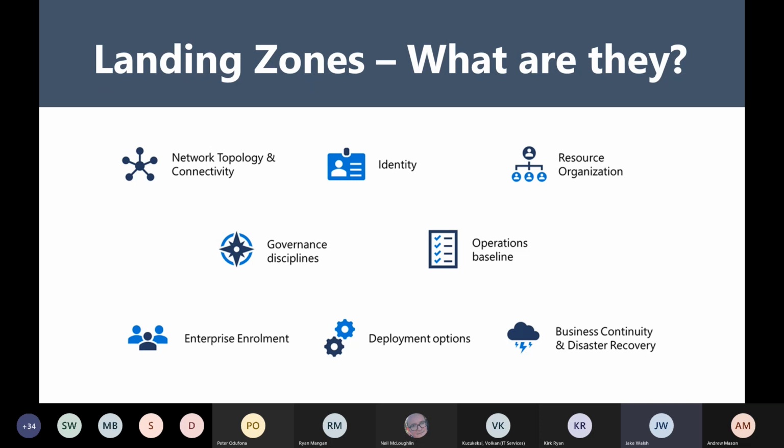Those 8 common design areas I mentioned are network topology and connectivity, identity, resource organization, governance disciplines, operations baseline, enterprise enrollment, deployment options, and business continuity and disaster recovery.